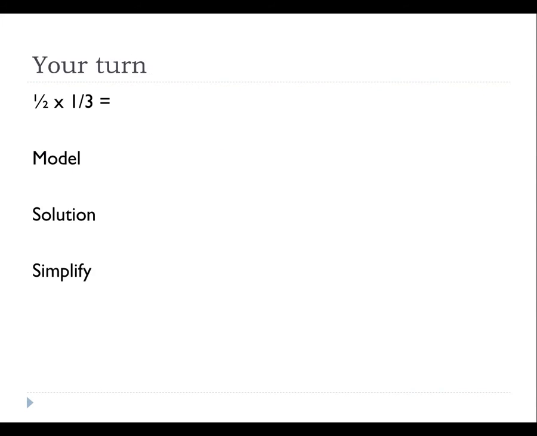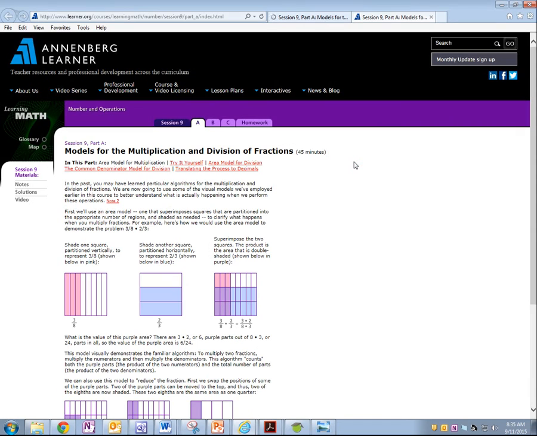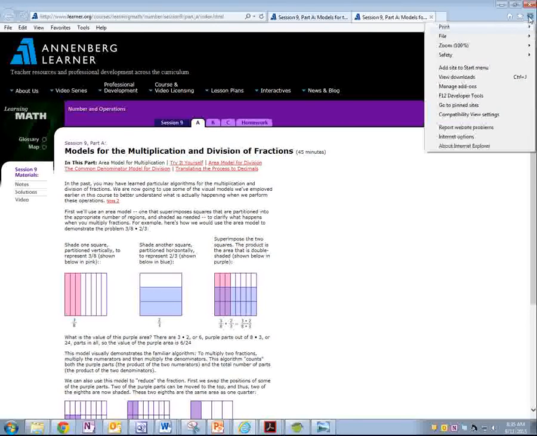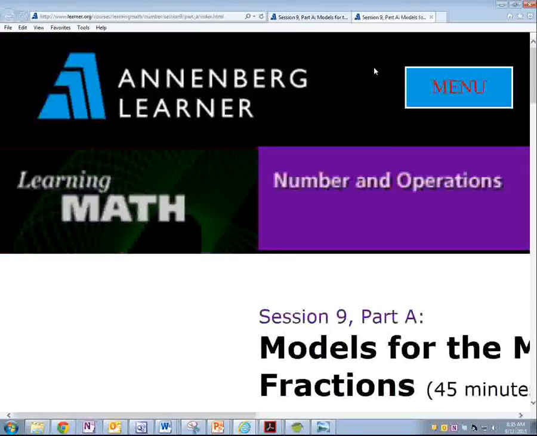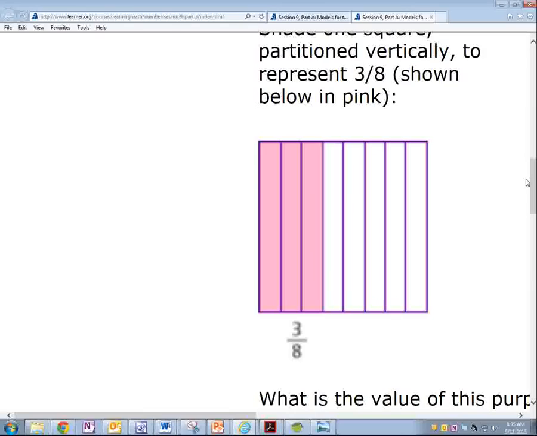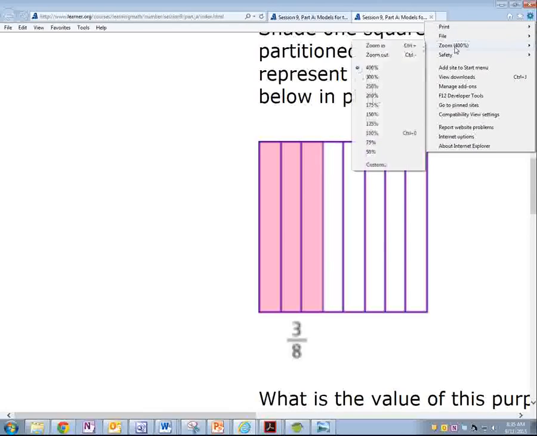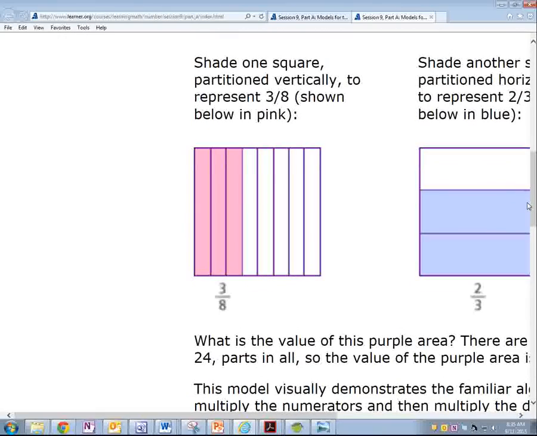So as far as modeling multiplication goes, whoops, wrong button. As far as modeling multiplication goes, I want to show you what's happening when you multiply a fraction by a fraction. When you multiply a fraction by a fraction, okay, come on. There.